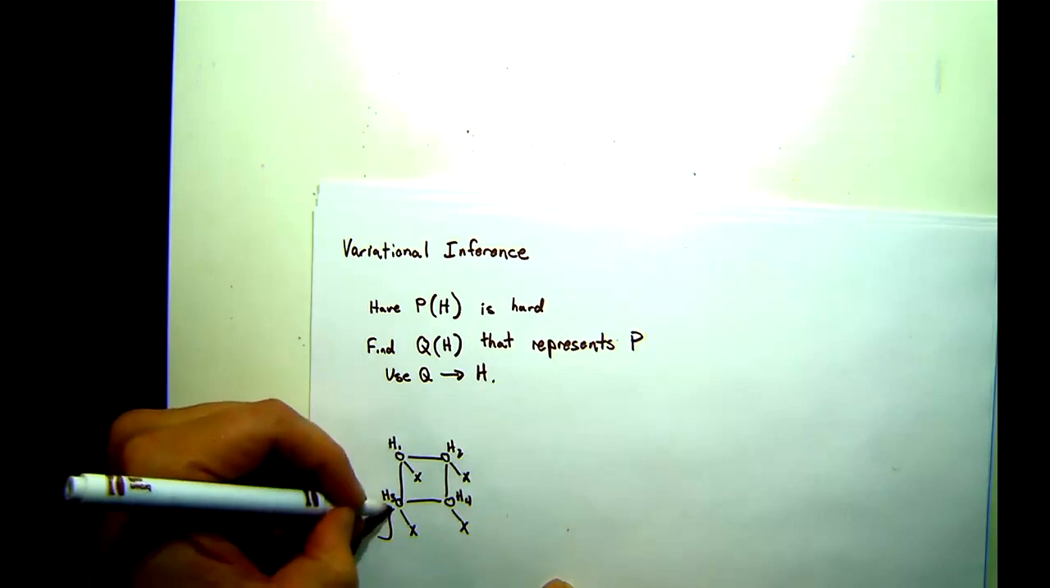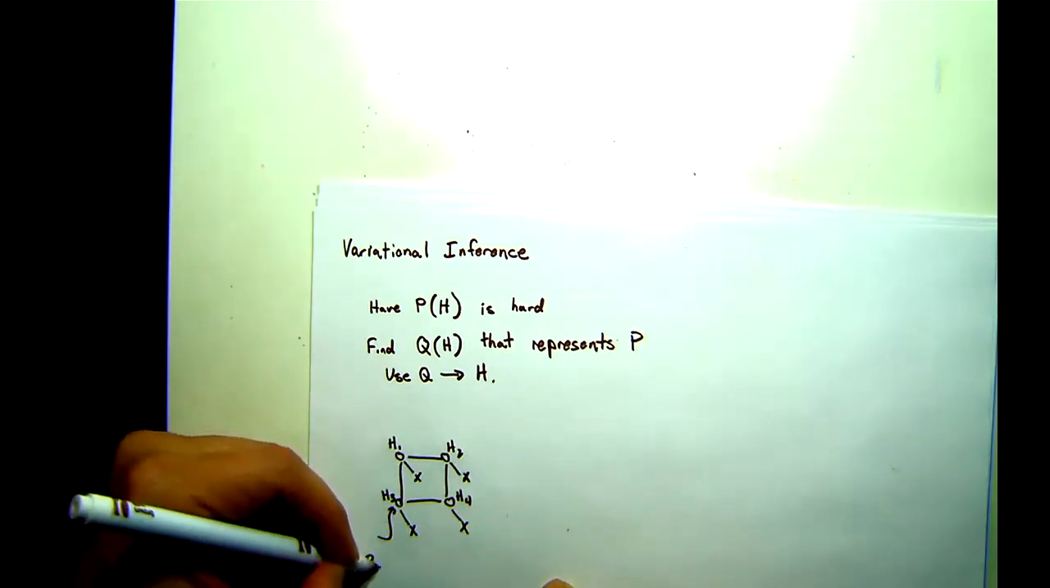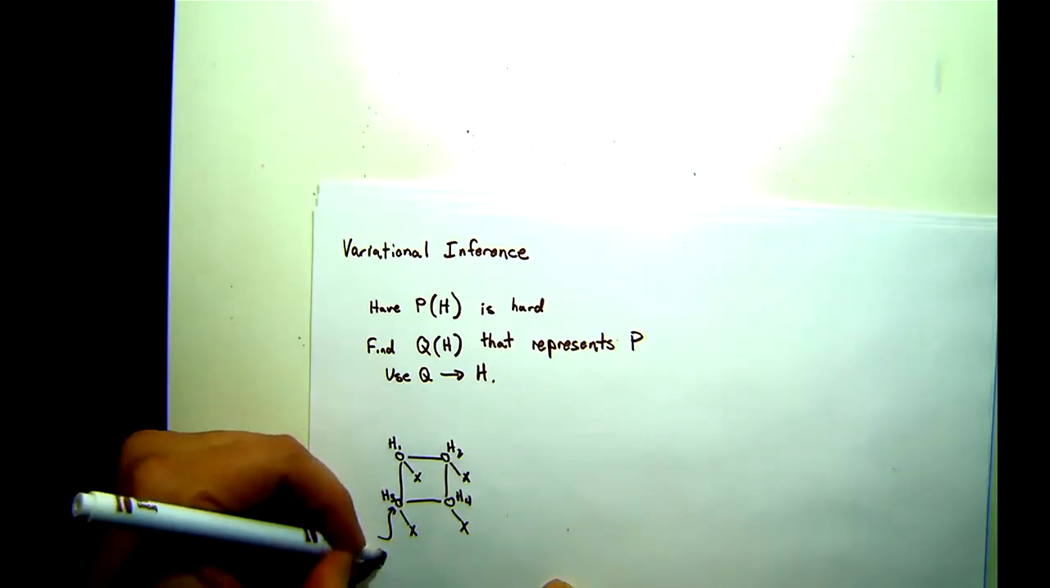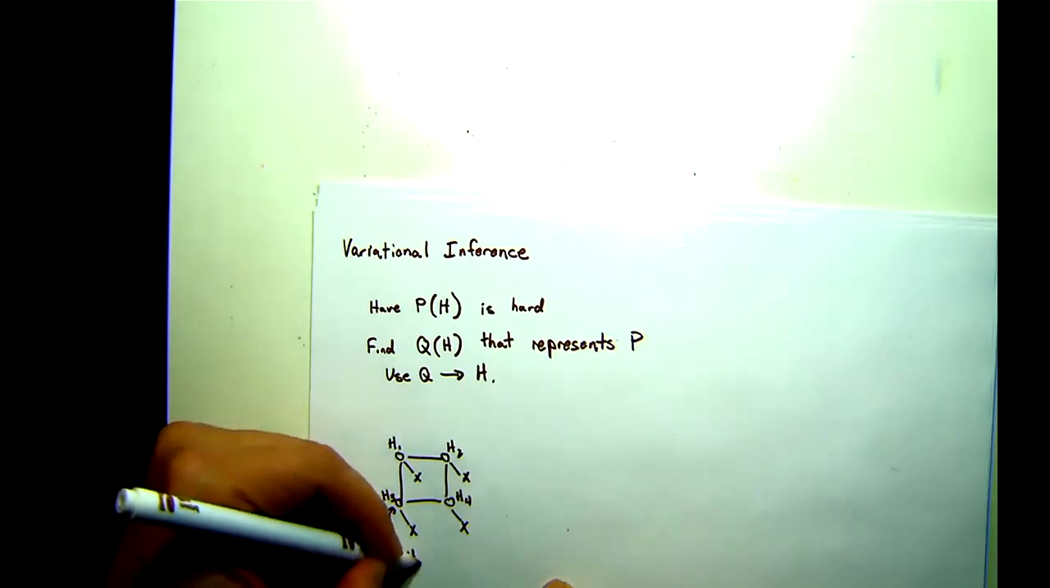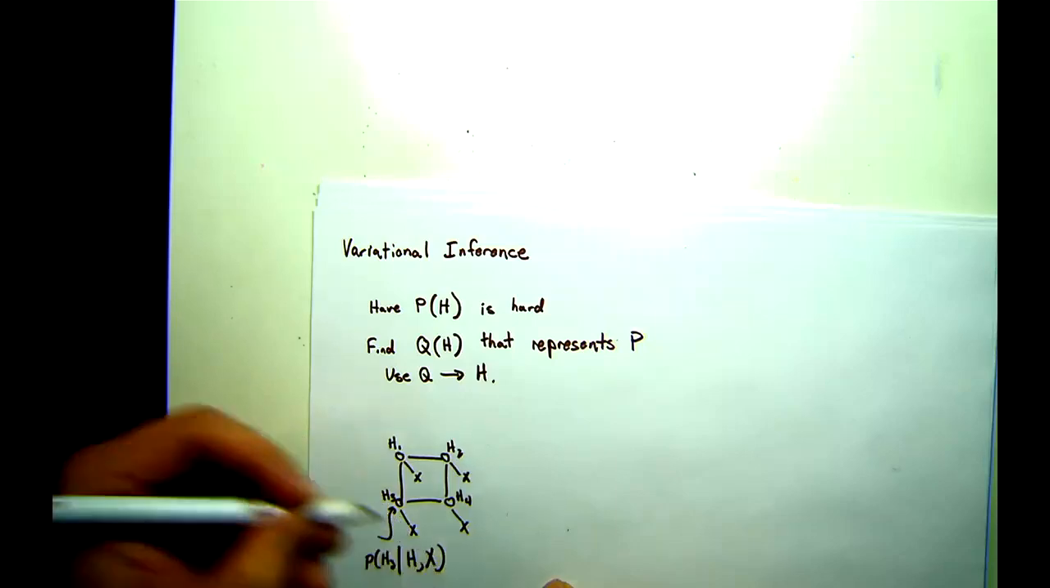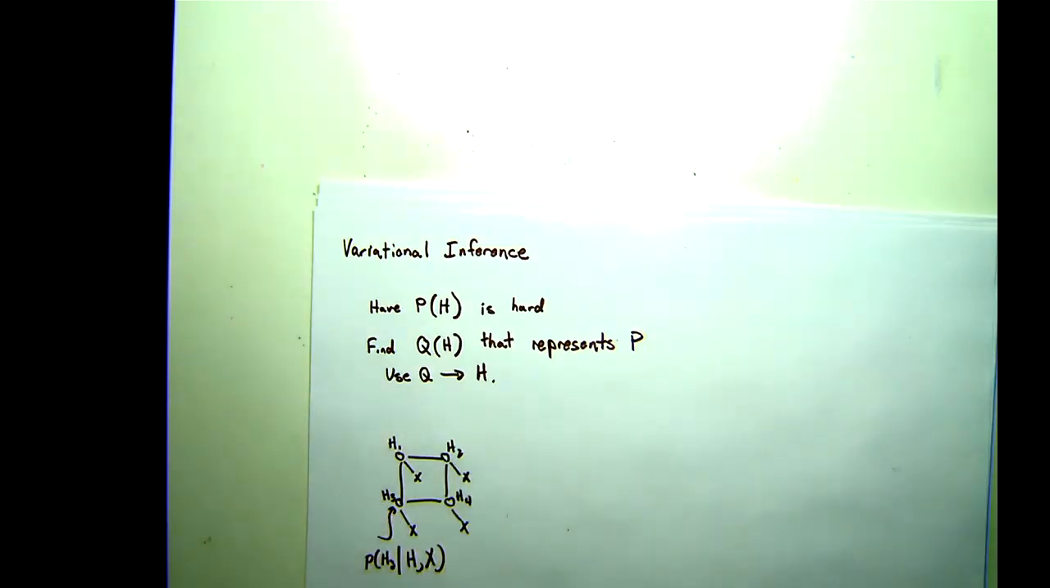And then again, this guy is equal to some probability of h3 given the other h's and the x. And so that's what we need to figure out. We need to figure out the most likely set of h's for all of these different distributions. So what we're going to do again is find a new distribution that is easier to work with, but somehow represents that.